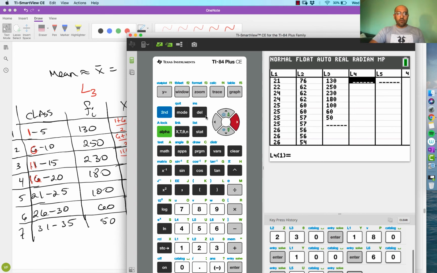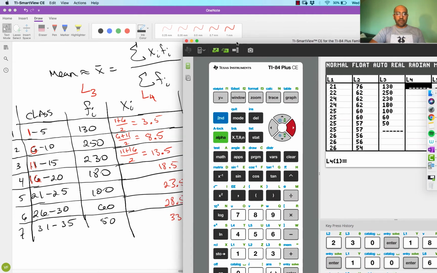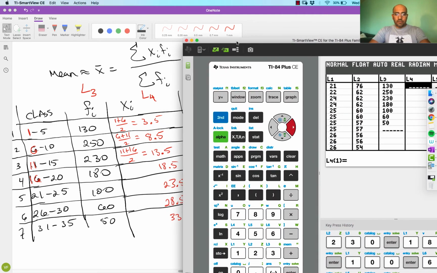Alright, so now I got to type in the class midpoints, and luckily I already calculated them all right there. It's 3.5, and then 8.5, and then 13.5, and then 18.5, and then 23.5, and then 28.5, and then 33.5. Okay, double check that that looks good.